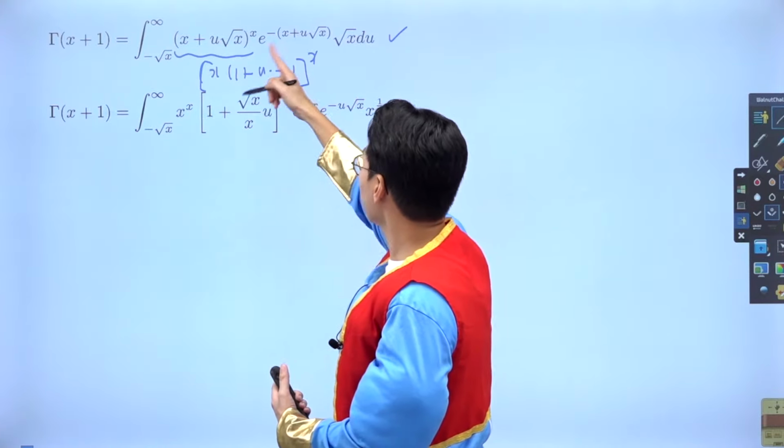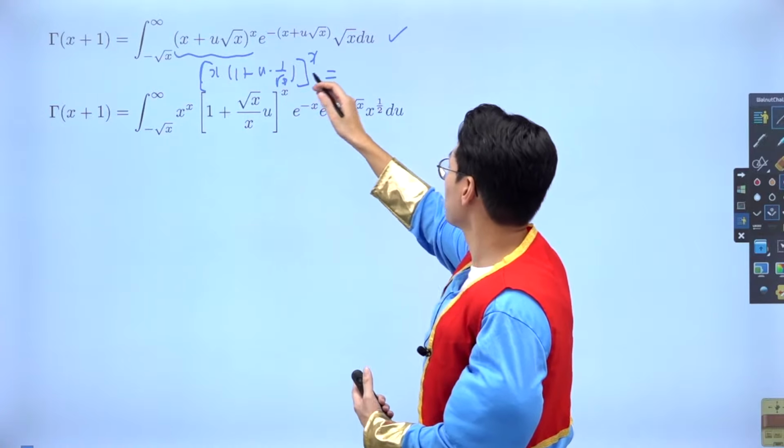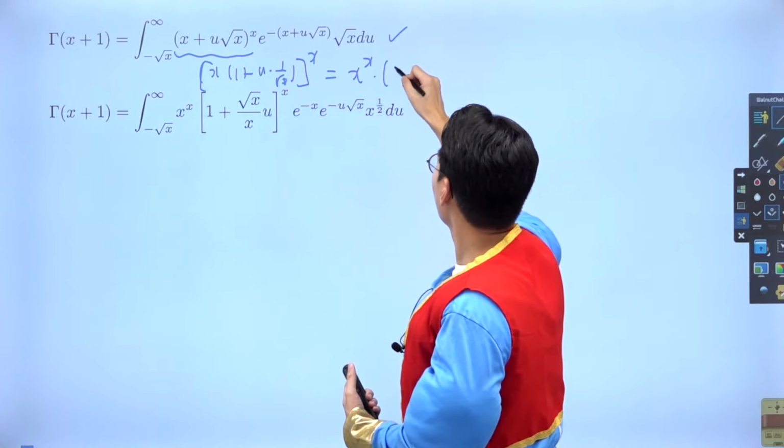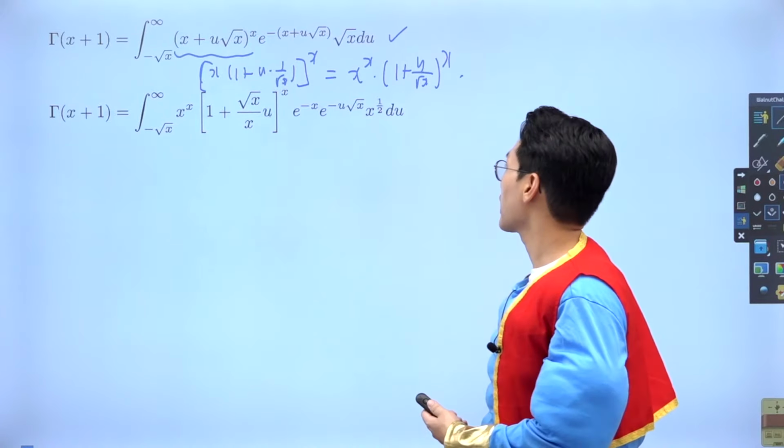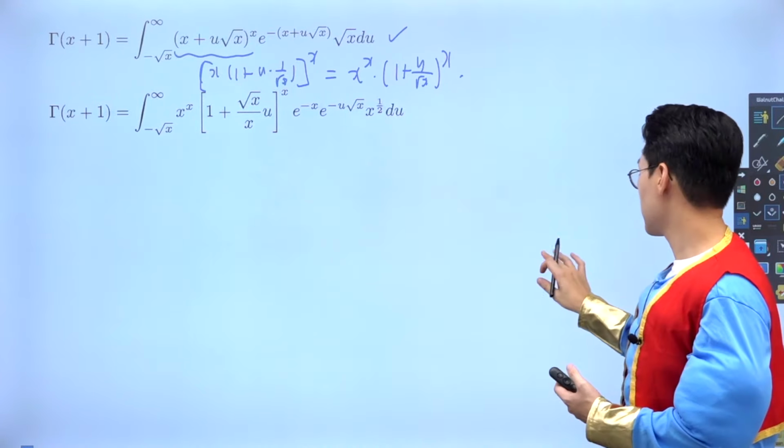the power of x. Now I take the power on both terms here. I'm going to have x to the power of x. 1 plus u over square root of x to the power of x is what I've got. Okay, that's beautiful. That's beautiful.